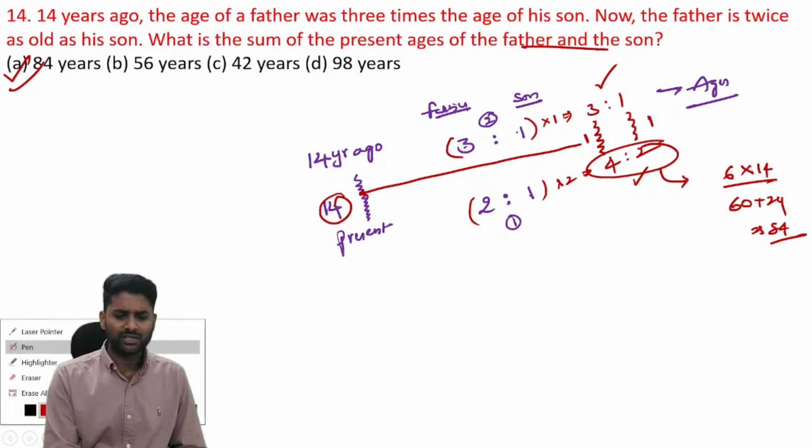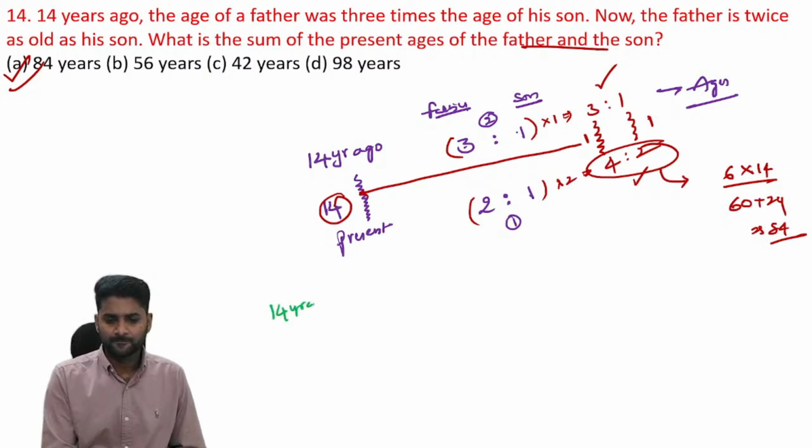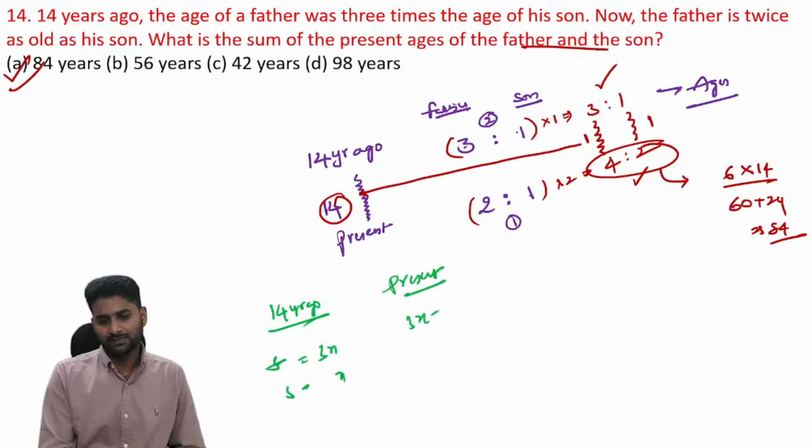If you want to go through the equation, for example, 14 years ago, father 3x, son is x. What about the present? 3x plus 14, it increases 14 years, and the son also increases 14 years. Now if you go through the cancellation, then the ratio becomes 2 is to 1. Just cross multiply them, you will get x.